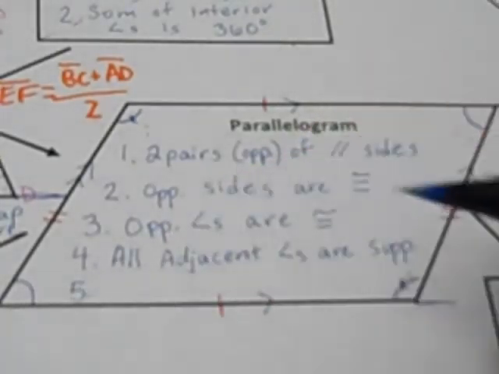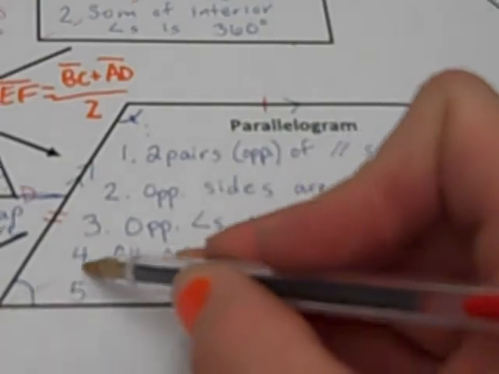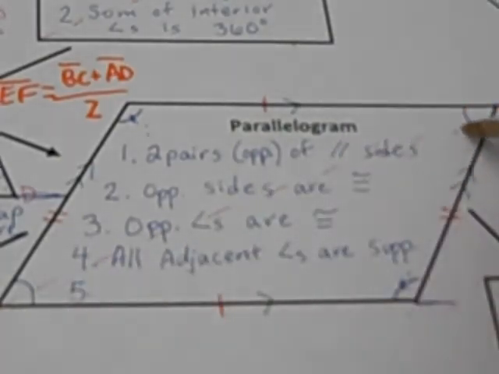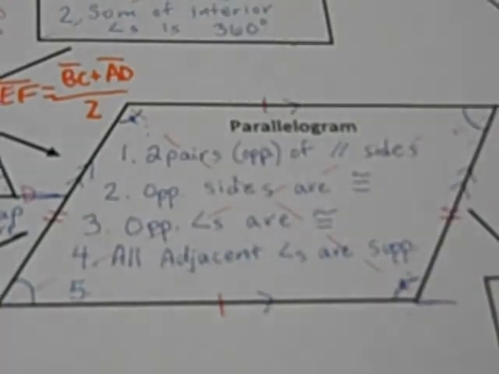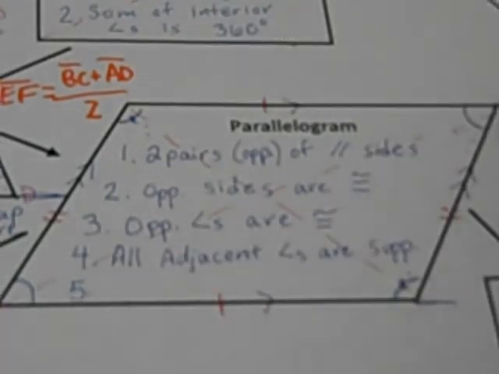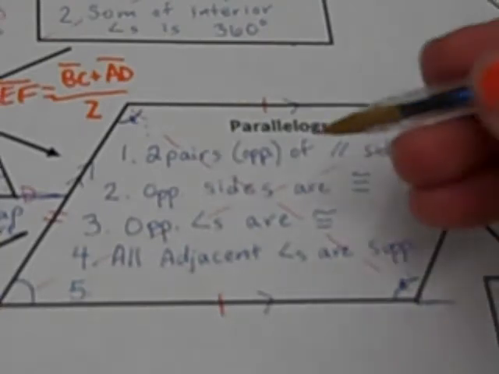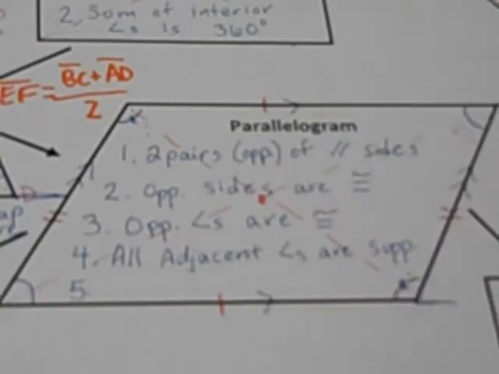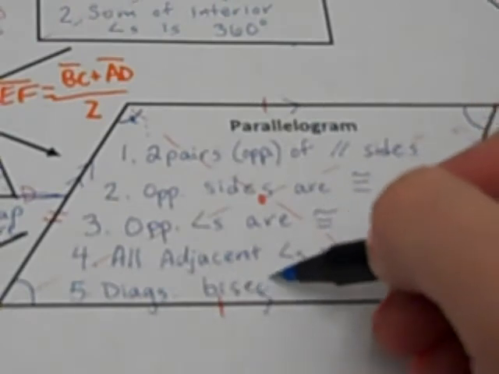Fifth property has to do with those diagonals again. So when we draw in our diagonals going across, again, those diagonals go across, but more specifically, they bisect each other. So diagonals bisect each other.